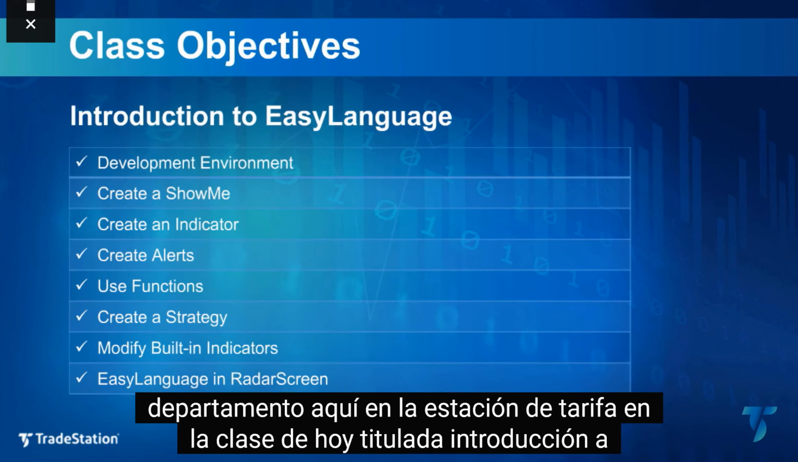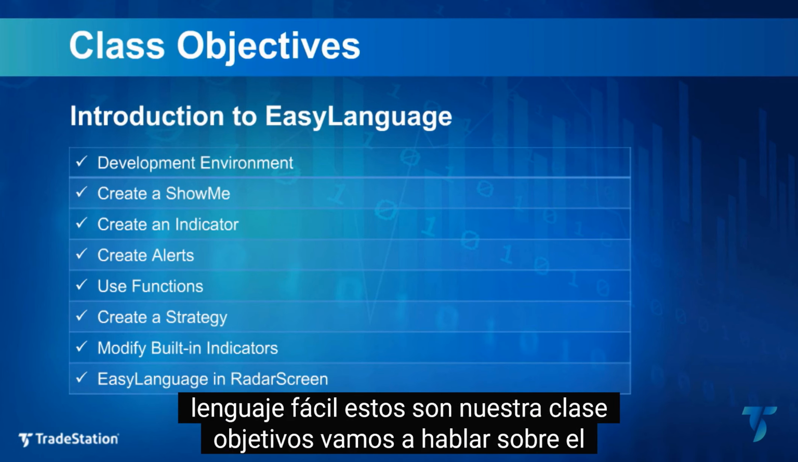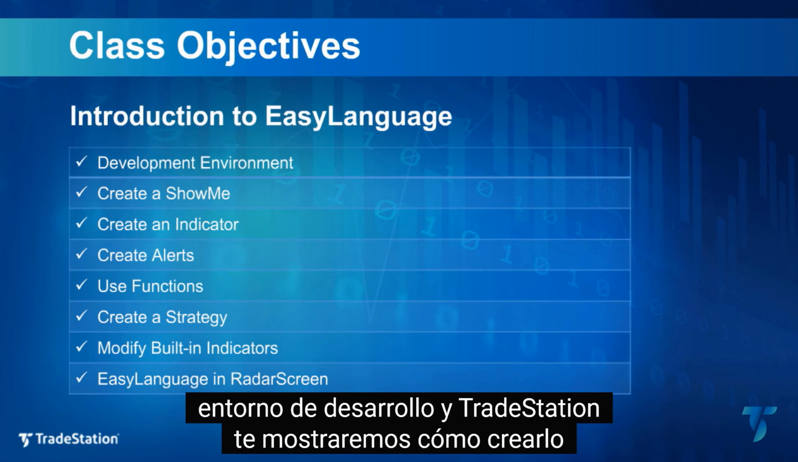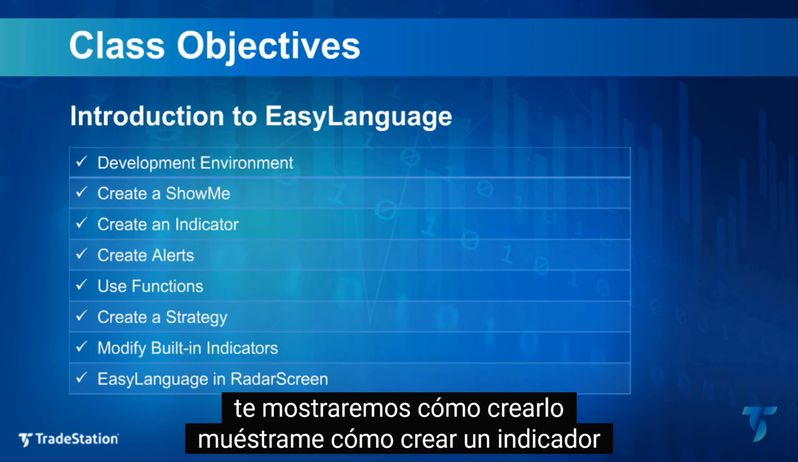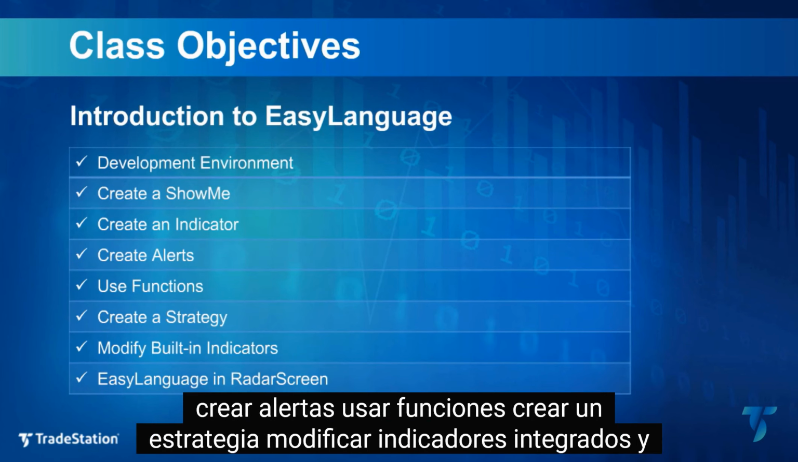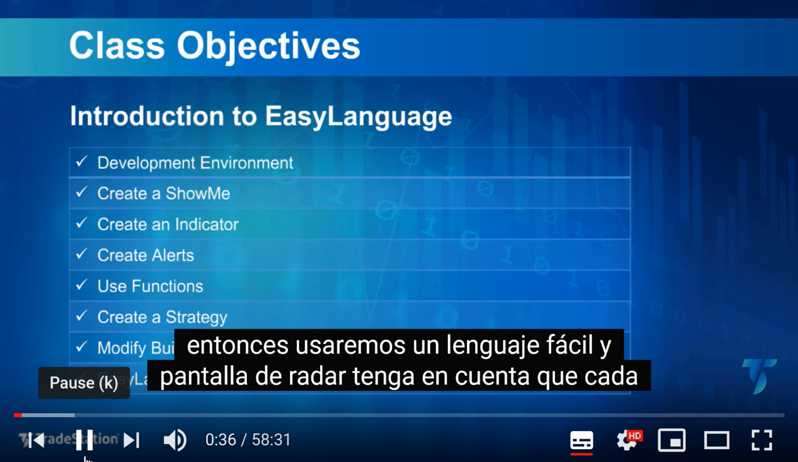In today's class, titled Introduction to EasyLanguage, these are our class objectives. We're going to talk about the development environment in TradeStation. We're going to show you how to create a show me, how to create an indicator, create alerts, use functions, create a strategy, modify built-in indicators, and then we're going to use EasyLanguage and RadarScreen.